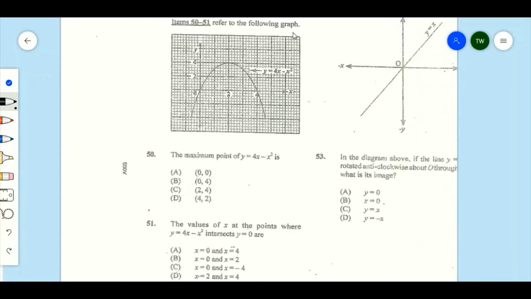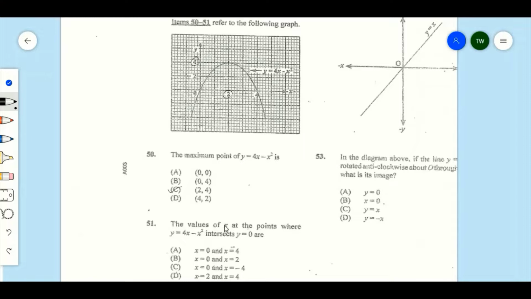Items 50 to 51 refer to the following graph, and here we have a quadratic graph. Question 50: the maximum point of y equals 4x minus x squared is going to be the extreme top, which is the value right here at the top of the graph. The x coordinate here, you can see, is going to be 2, and the y coordinate is going to be 4. So it's going to be (2, 4). So the answer is C here.